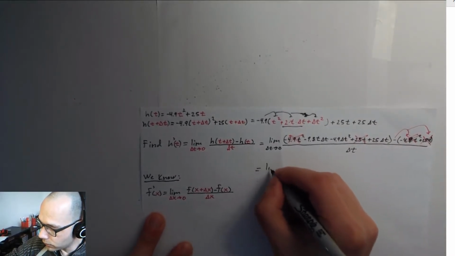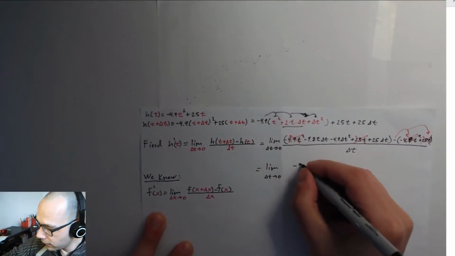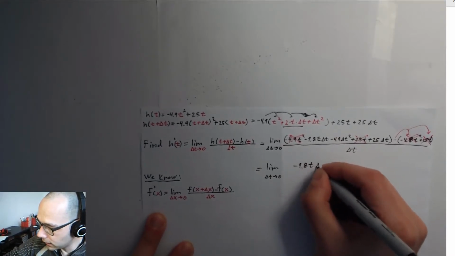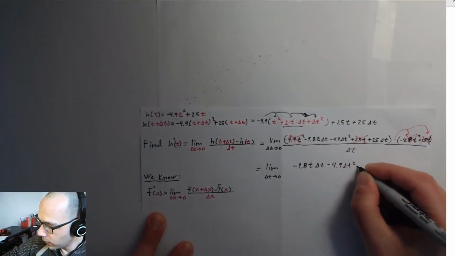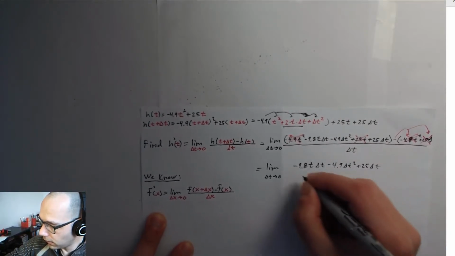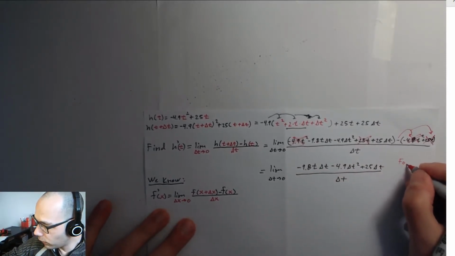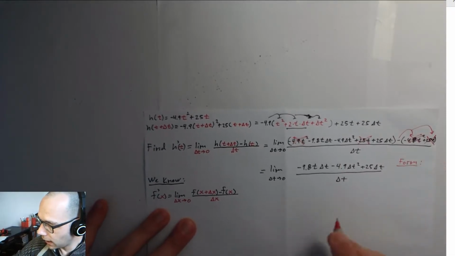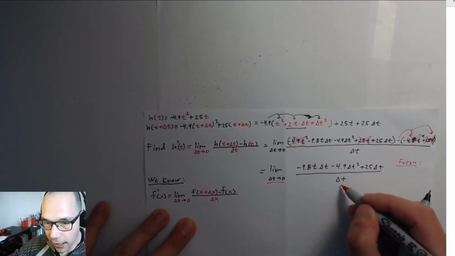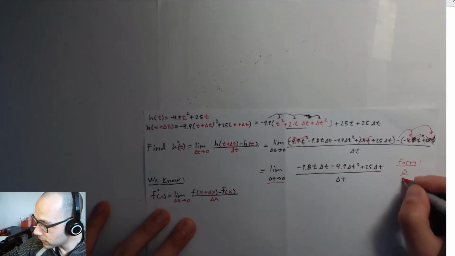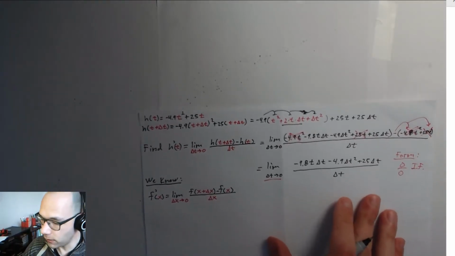Now we can just rewrite the limit as delta t approaches 0 of negative 9.8 t delta t minus 4.9 delta t squared plus 25 delta t, all of that over delta t. If you try to evaluate the form right now, you're going to see that this becomes 0, because delta t approaches 0: 0, 0, and 0. So you have a 0 over 0 situation. But we already know how to solve that.